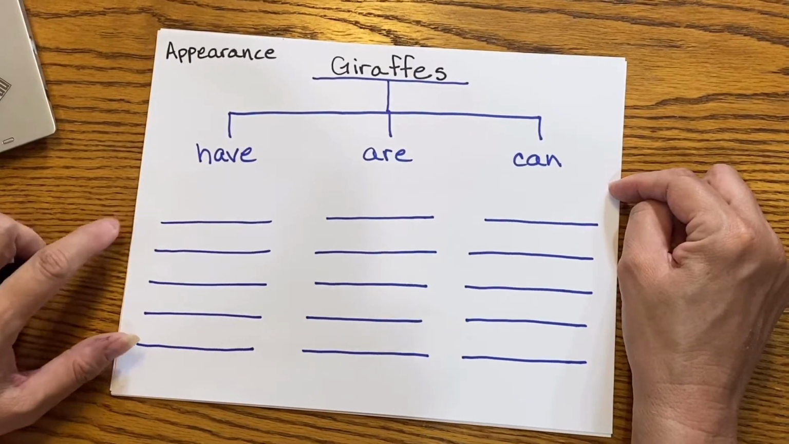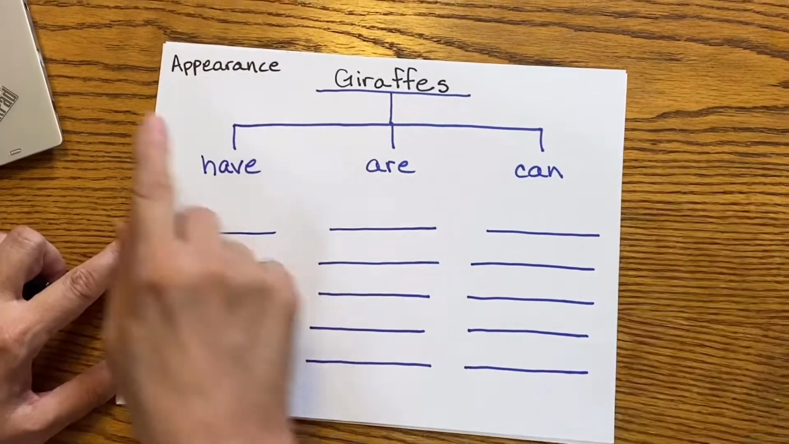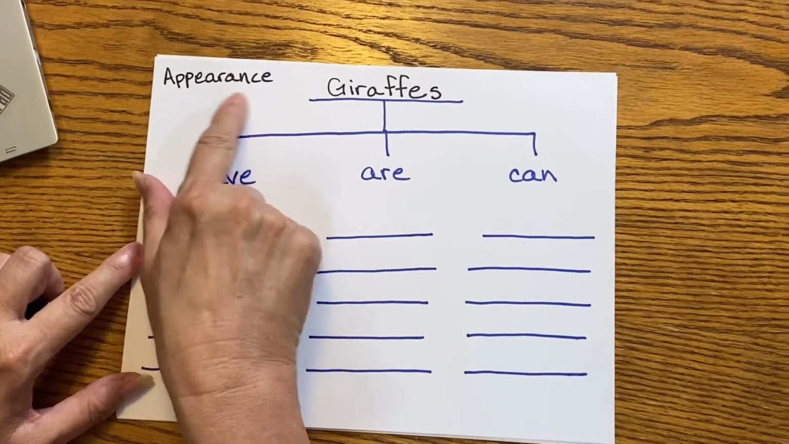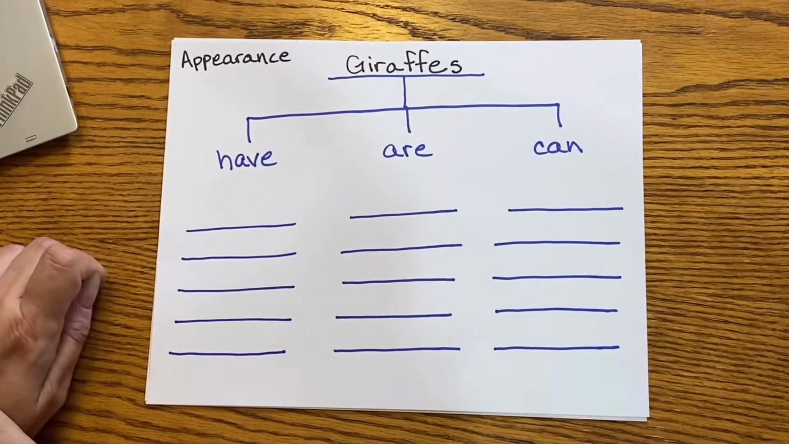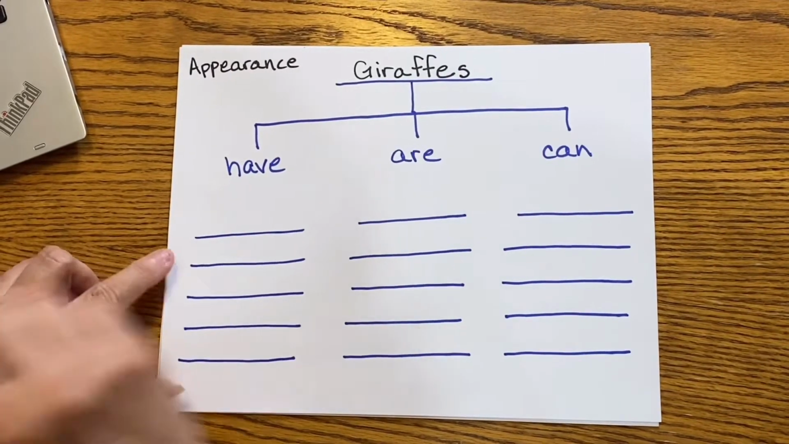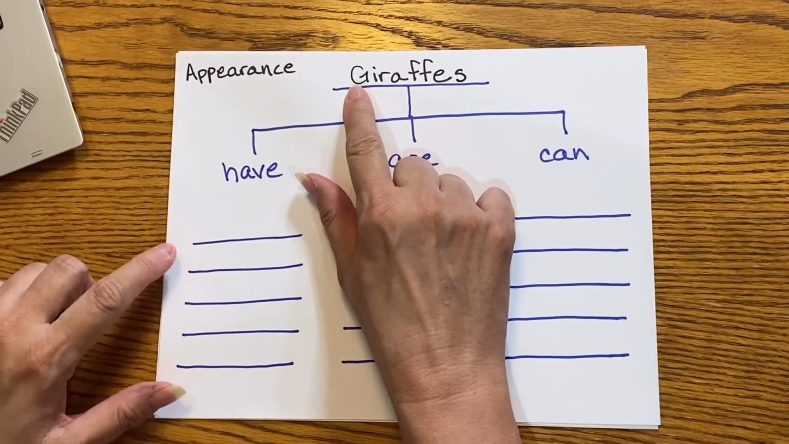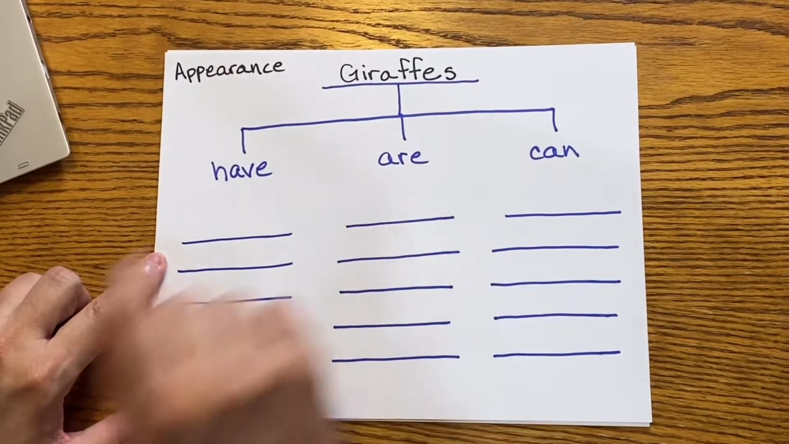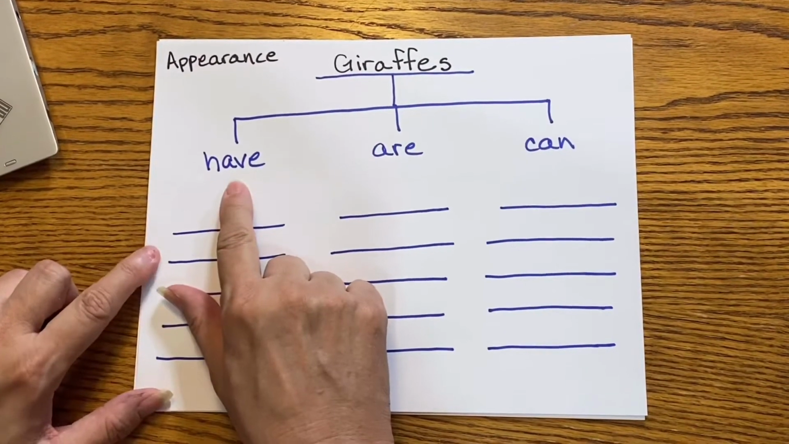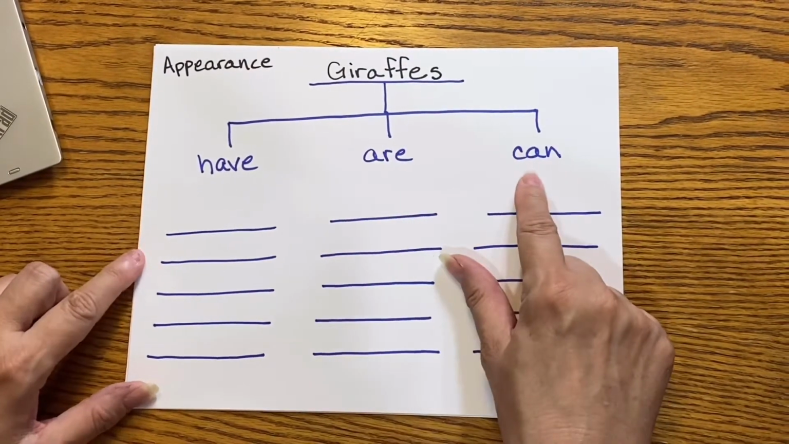Today we're going to talk about the appearance of our animals. You're going to write the word appearance up in the top corner. Appearance means what your animal looks like. Now I've chosen the giraffe, so I wrote giraffes across the top. And the verbs we're going to use are have, are, and can.